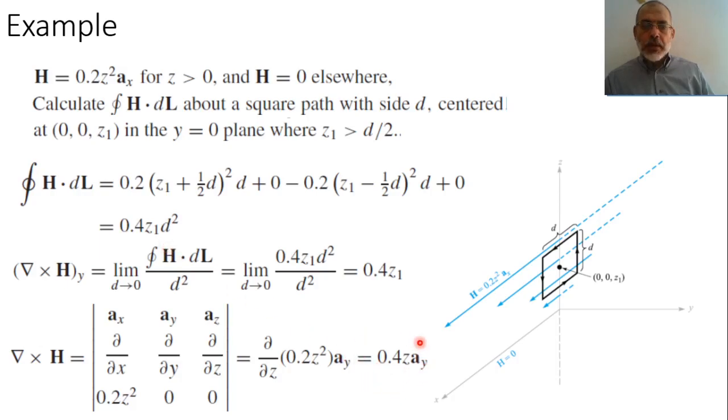Now by multiplying the curl of the magnetic field by the surface area, so this is J multiplied by the surface area, which is d squared, we obtain 0.4 z d squared. Effectively the loop is located at the plane z1, so H dot dL in this case, or the current included in this case, would be 0.4 z1 d squared, as we obtained from the integral form. Okay, all right.